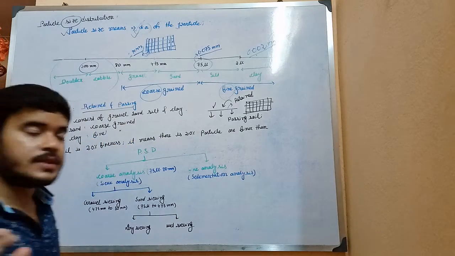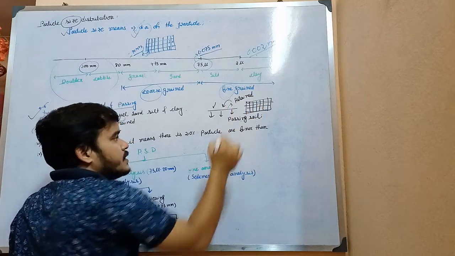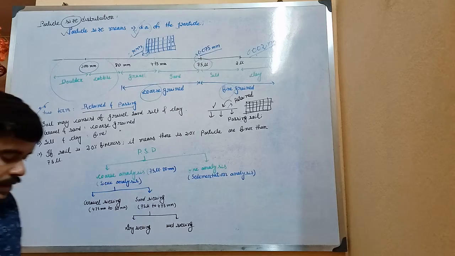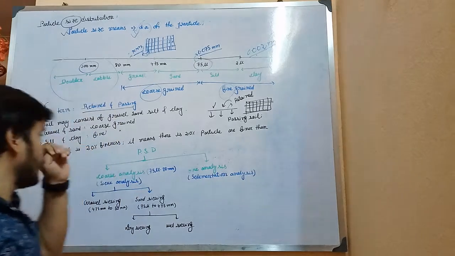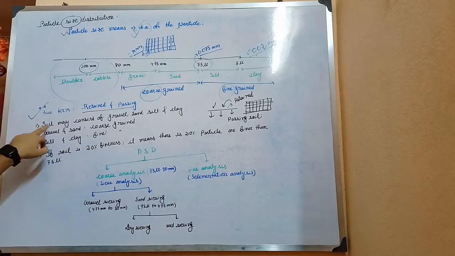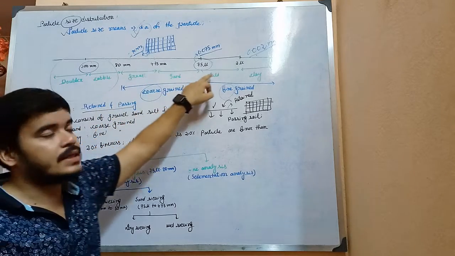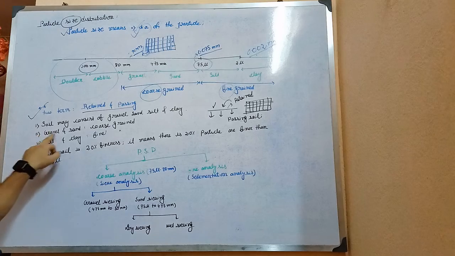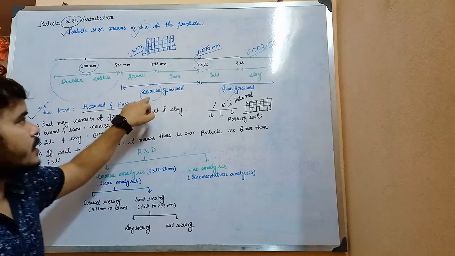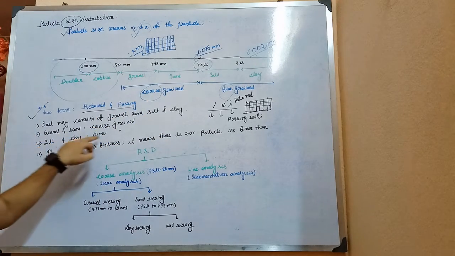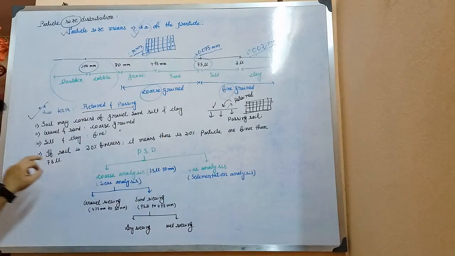Okay, these two terms are important: retained soil and passing soil. And now we are going to the chapter. The first point is soil may consist of gravel, sand, silt and clay. Gravel and sand are called coarse grained soil, and silt and clay are called fine grained soil.